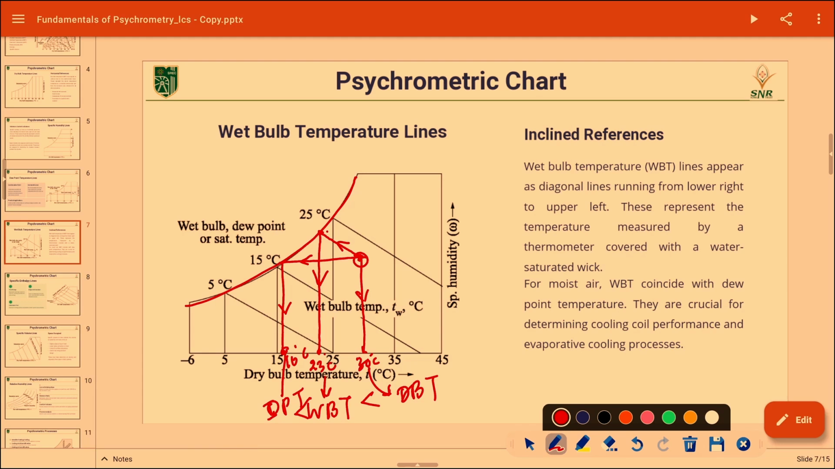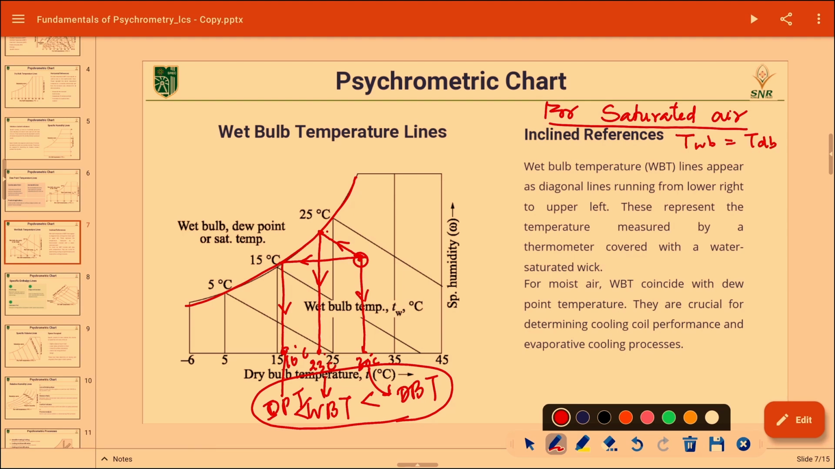Okay. So, let us discuss one important point here. At one condition, all these three temperatures will be the same. Already we have discussed in the previous lecture, wet bulb temperature and dry bulb temperature are equal at one condition. What condition is that? Saturation, when the air is saturated. For saturated air, we studied wet bulb temperature is equal to dry bulb temperature, and now let us add one more thing, this is equal to dew point temperature as well.